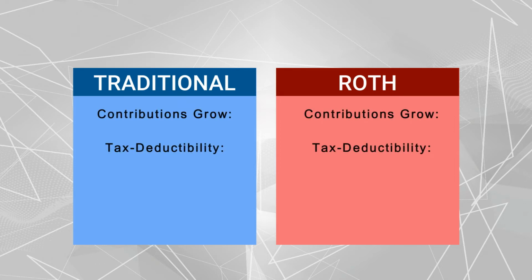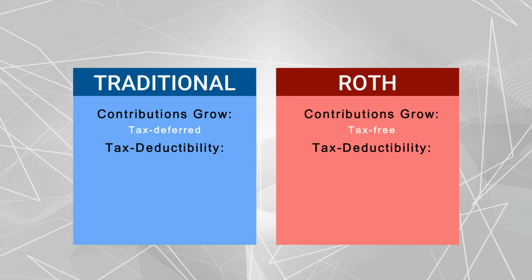Now, let's talk about the tax differences between a traditional and a Roth IRA. With a traditional IRA, your contributions grow tax deferred, while in a Roth IRA, your contributions grow tax free. In a Roth IRA, your contributions grow tax free because the money that you use to contribute to a Roth IRA has already been taxed.